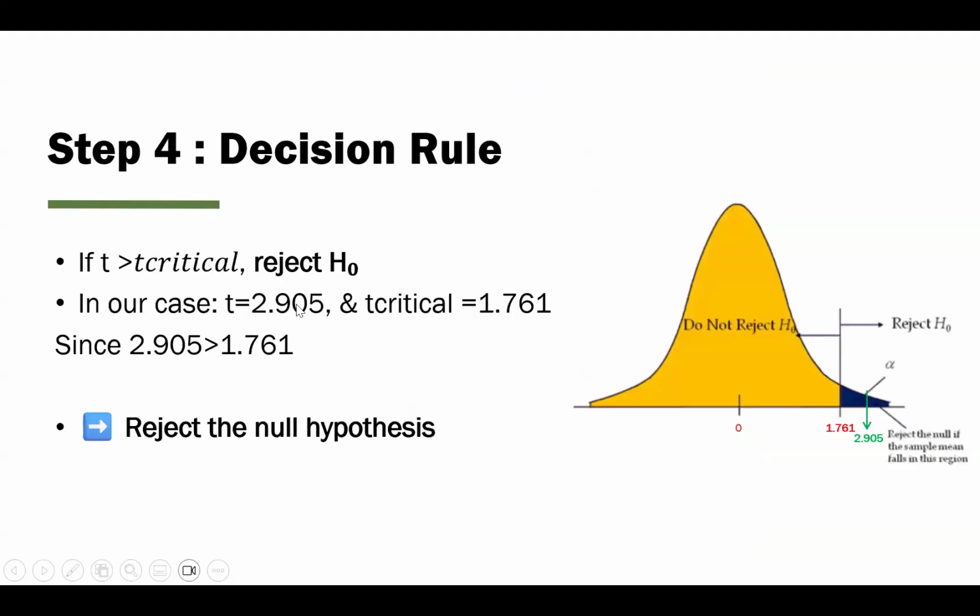So the decision rule is that if our calculated value is greater than the T critical value from the table, we will reject the null hypothesis. In our case, the calculated value is 2.905 and our critical value was 1.761. Please note that as it was a one tail test, there was no positive or negative sign. There was only a positive sign because it was a right-sided one tail test. So our calculated t value, which we calculated from the formula, comes out to be 2.905, which is greater than 1.761. So we will reject the null hypothesis.